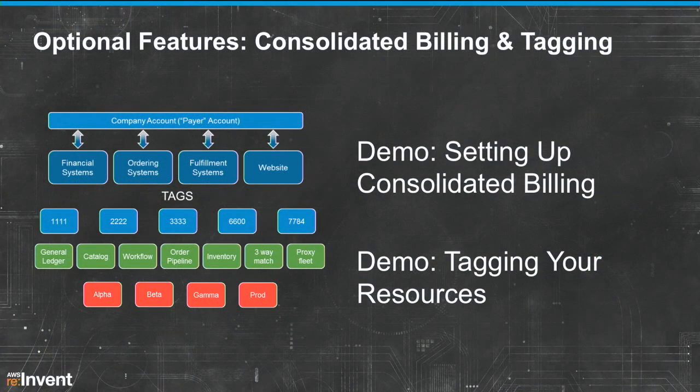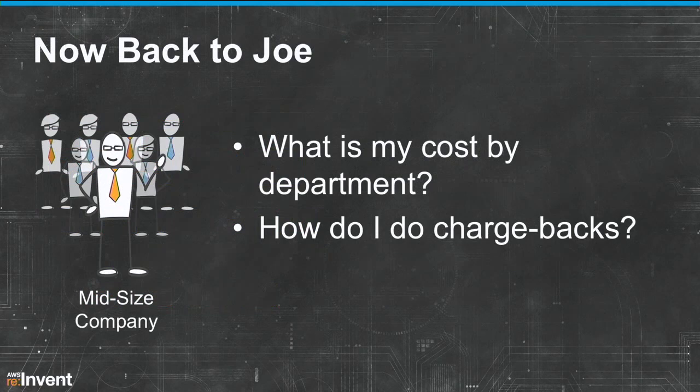OK, let's go back to Joe. Joe is very happy. He set up his consolidated billing. He has his department's accounts as linked accounts under his consolidated bill. He set up his tags as well. Now he wants to analyze. He wants to get answers to those questions. What is his cost by department, and how to do chargebacks?